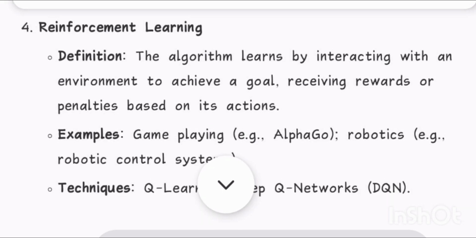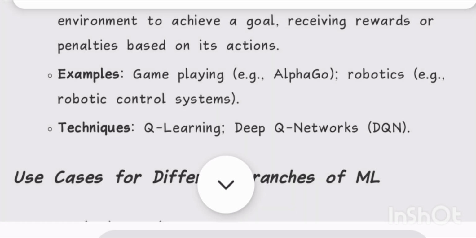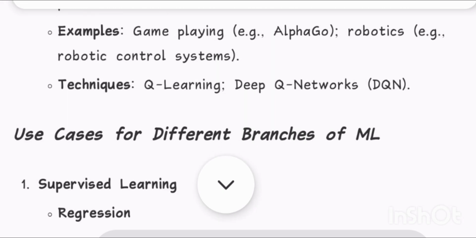4. Reinforcement learning. Definition: the algorithm learns by interacting with an environment to achieve a goal, receiving rewards or penalties based on its actions. Examples: game playing, e.g., AlphaGo; robotics, e.g., robotic control systems. Techniques: Q-learning, deep Q-networks, DQN.